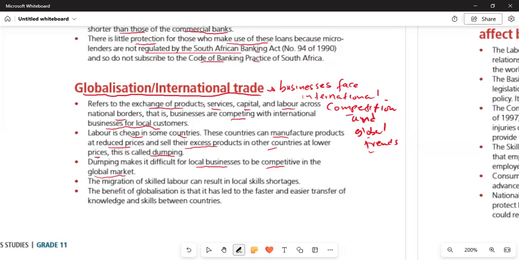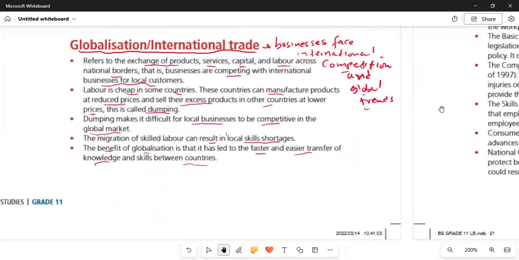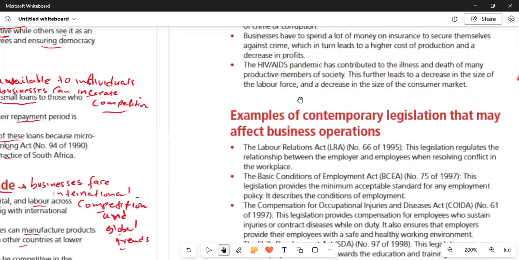The migration of skilled labor can result in local skill shortage. Once they migrate, the local economy is left with a shortage of skills. The benefit of globalization is that it has led to faster and easier transfer of knowledge and skills between countries, as they share knowledge and skills. So that is that. Now let us move on to another point.